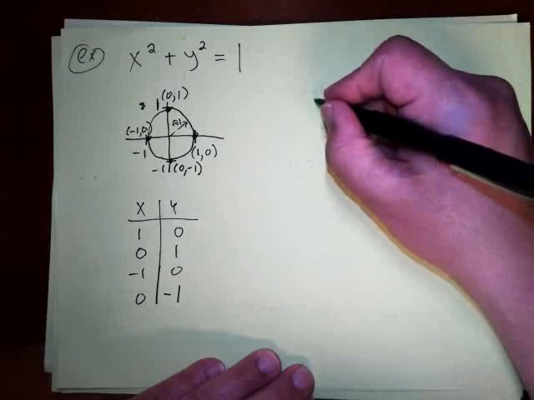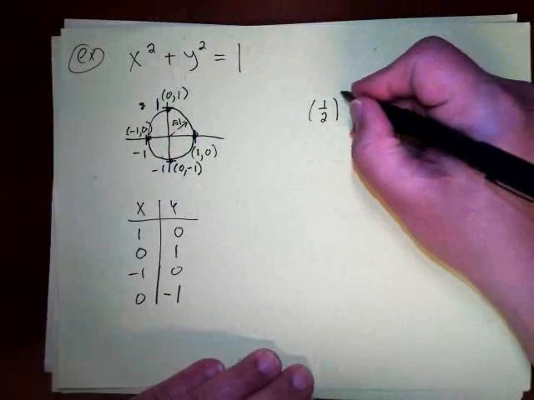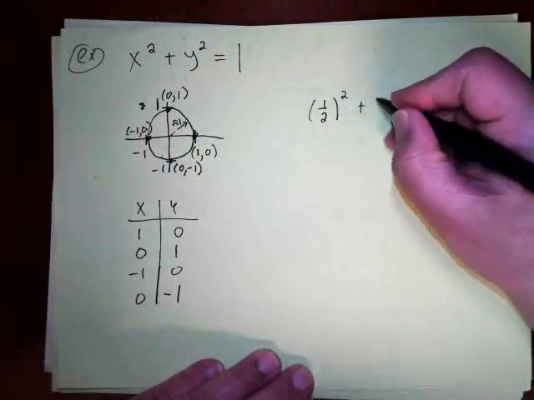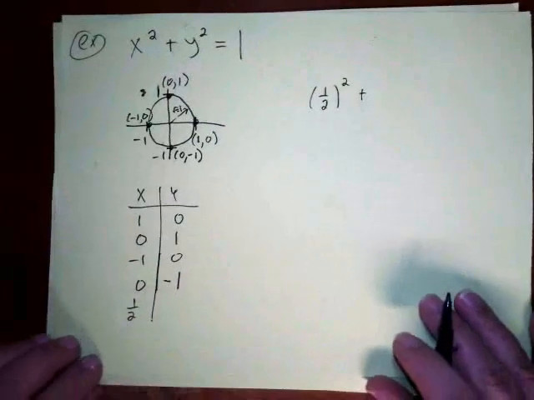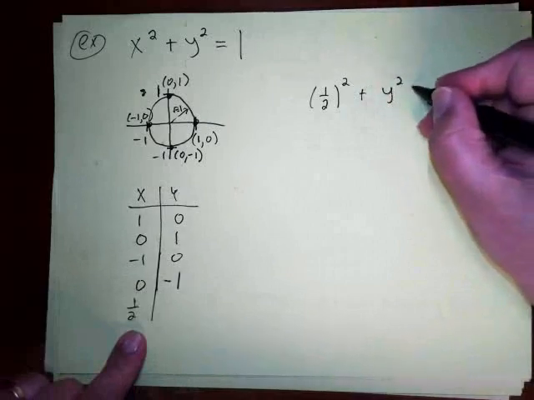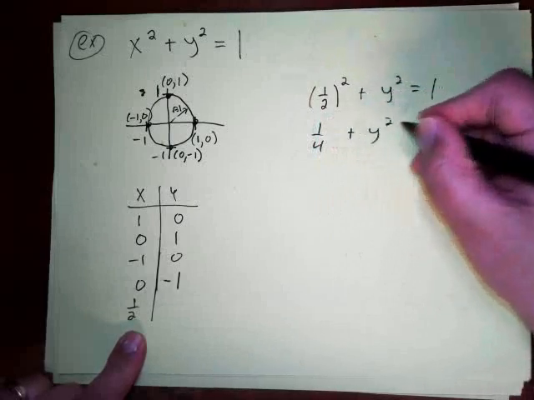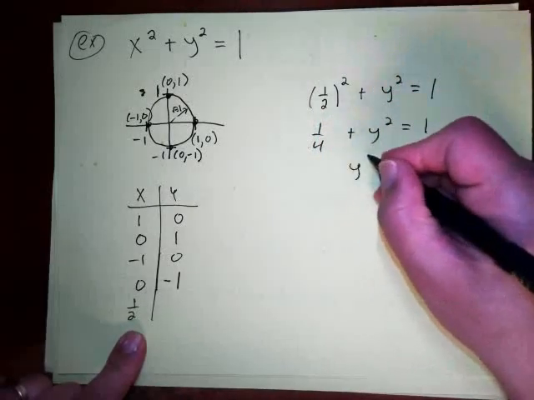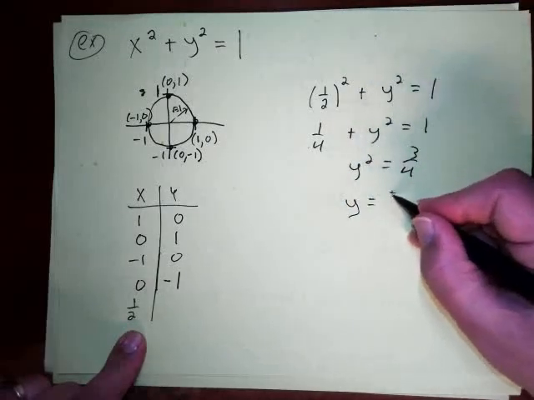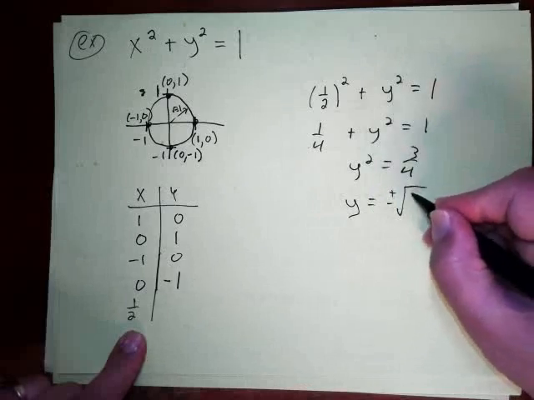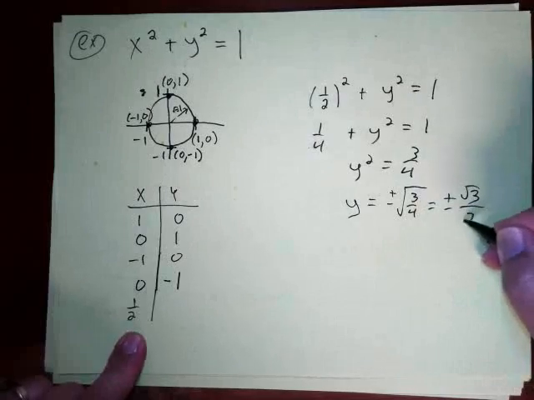I remember about this unit circle that there was an ordered pair that would have a 1/2. So I'm going to do 1/2 squared plus y squared equals 1, where I let my x be 1/2. And then I get 1/4 plus y squared is equal to 1. So y squared is equal to 3/4. So y would be equal to plus or minus the square root of 3/4. And I could write that as plus or minus the square root of 3 over 2.